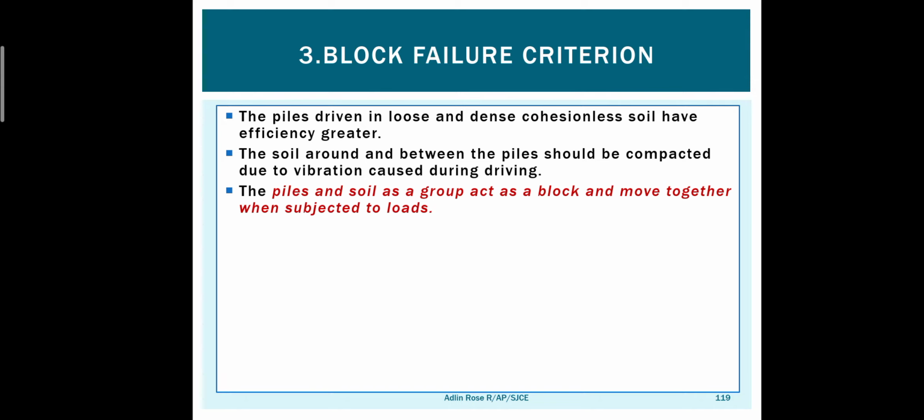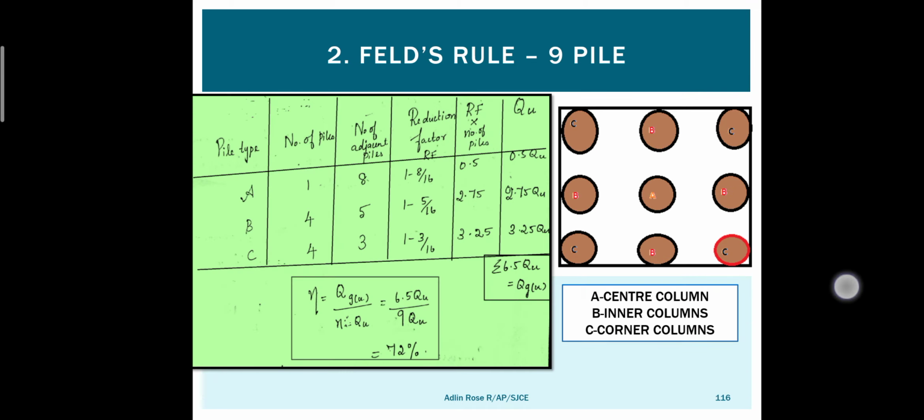Okay, now when you take the block failure criterion, as I said, each pile in the group has its own pressure bulb, and they overlap with each other, join together and act as one unit. When it acts as one unit, we consider the entire unit as one block. For example, if you see this picture, we have 9 piles arranged in 3 rows. Now, all this will act as one block, a square block.